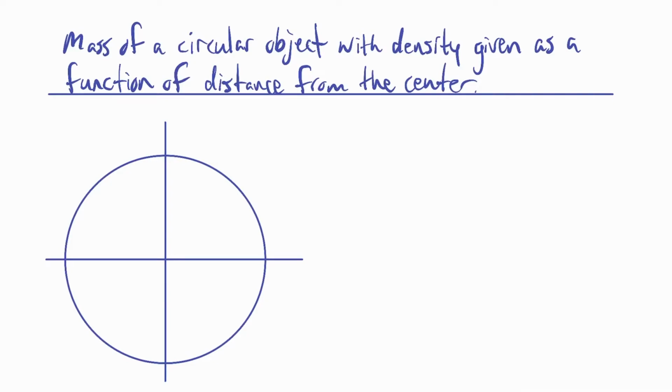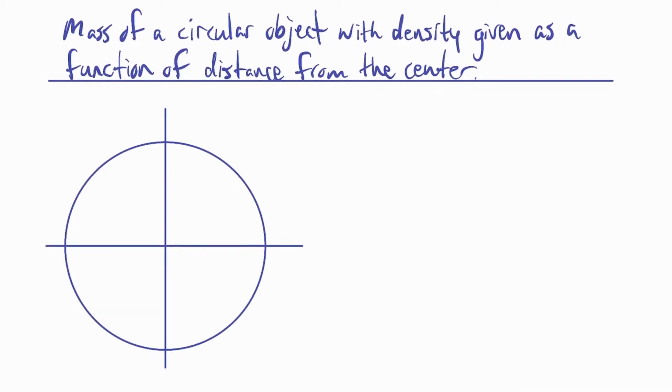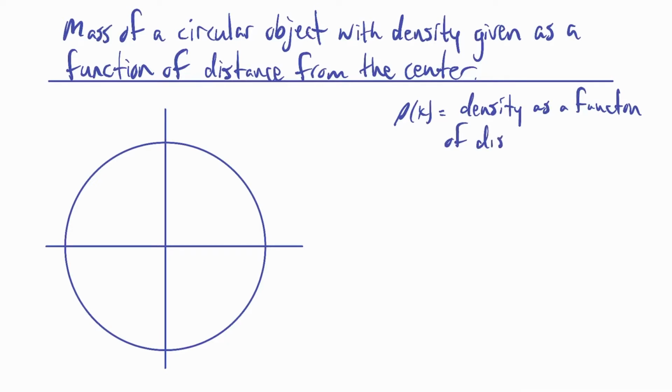So what if I had a circular object, and the density was given as a function of distance from the center, okay? So let's say rho of x equals the density function, density as a function of distance from the center. Okay, which I kind of already have written here, but that's okay.